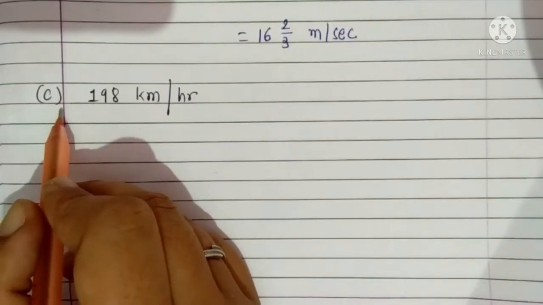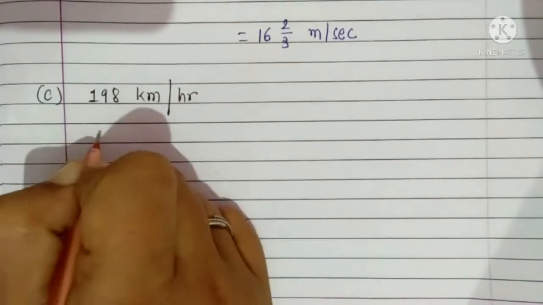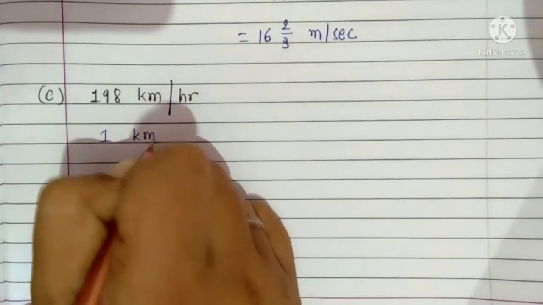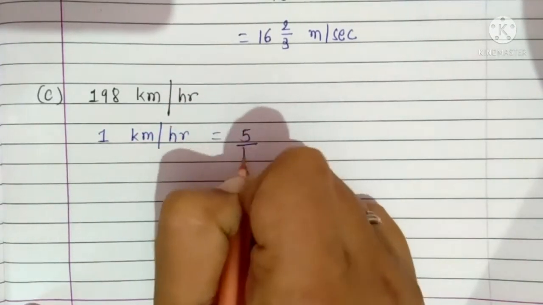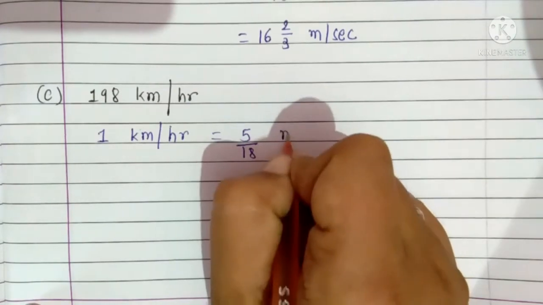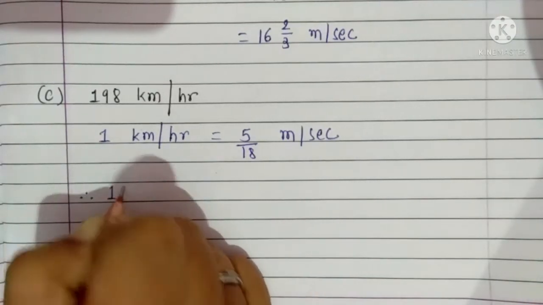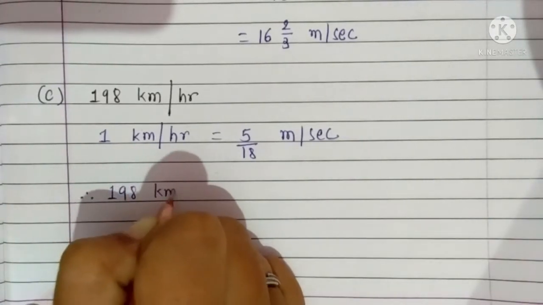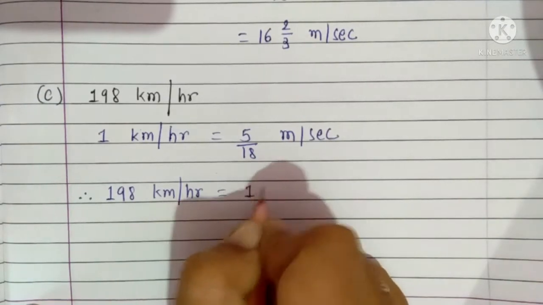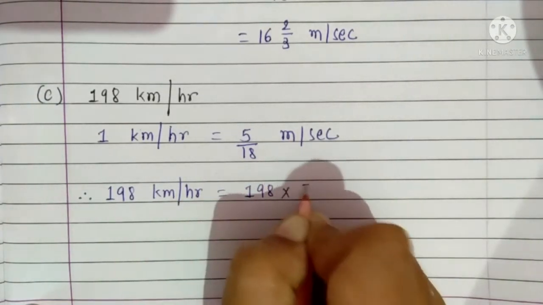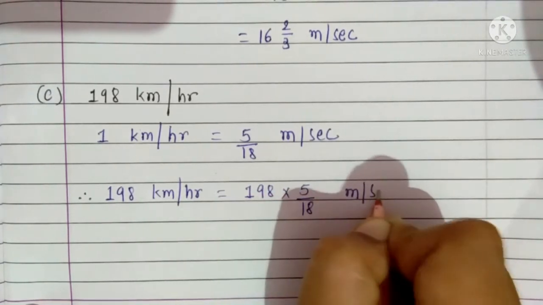Next, B, 198 kilometer per hour. As we know that 1 kilometer per hour is equal to 5 upon 18 meter per second. Therefore 198 kilometer per hour is equal to 198 multiplied by 5 upon 18 meter per second.